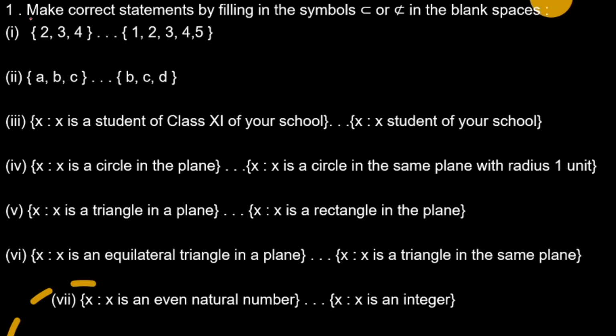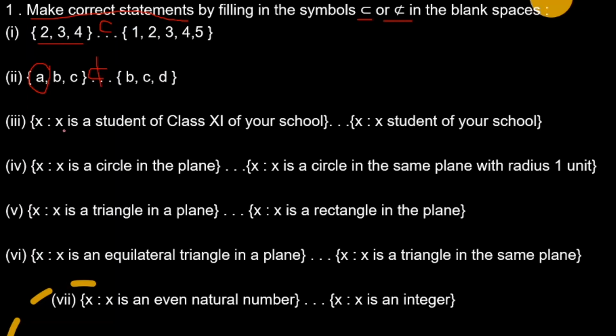Exercise 1.5. Make correct statements by filling in subset or not subset in the blanks. So here we have {2, 3, 4} and {1, 2, 3, 4, 5}. So 2 belongs to this set, 3 belongs to this set, 4 belongs to this set. So obviously subset. Next, {A, B, C} and {B, C, D}. A does not belong to this set, right? So we did not check the other elements. It is not a subset.